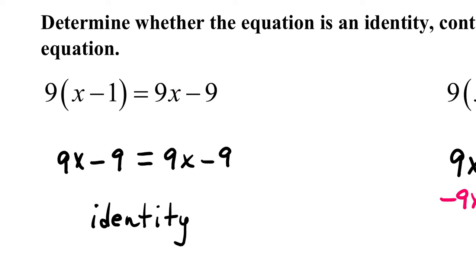The other side, because it is identical, it doesn't matter what value of x you pick, that's always going to lead to a true statement, and that's called an identity.